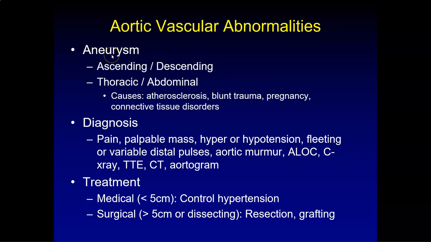An aneurysm is just a ballooning or a weakening in an aortic wall. It can be in your abdomen. It can be in the aortic arch itself. It's just a ballooning section, a weakened section of the aortic or arterial wall.